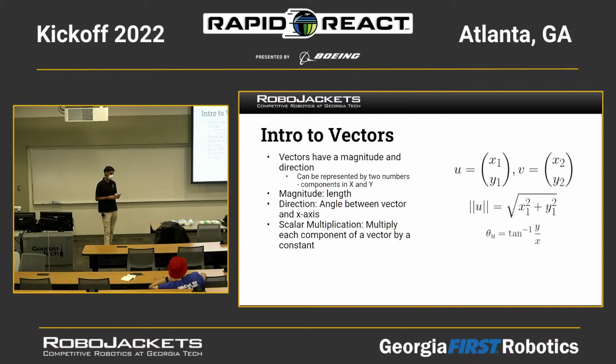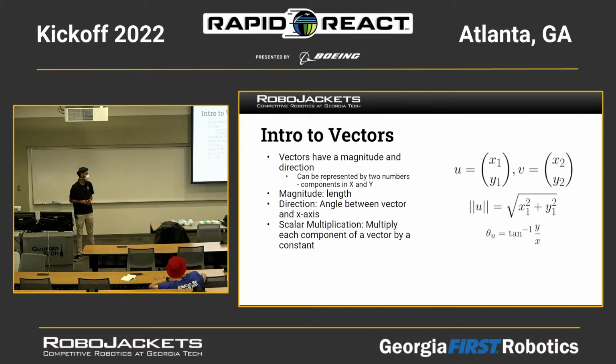Another way to think about it is it's a directed quantity. It has a magnitude, which is like the length of the vector, and it has a direction, which is whatever direction it's facing. There's a lot of ways of thinking about it. You could think of it as motion in the x and motion in the y, like an x component and a y component, or you could think about it as magnitude and direction. So the magnitude of the vector is its length, and the direction is the angle between the vector and the x-axis. You can see we have formulas here.